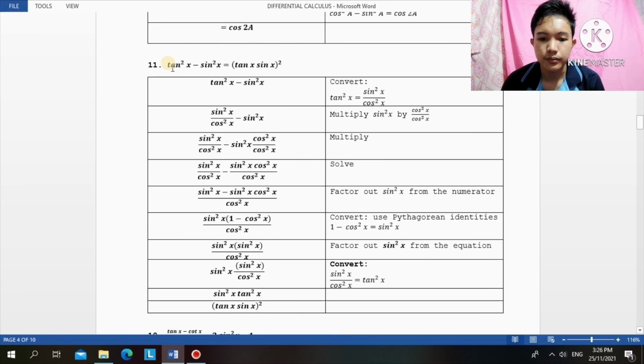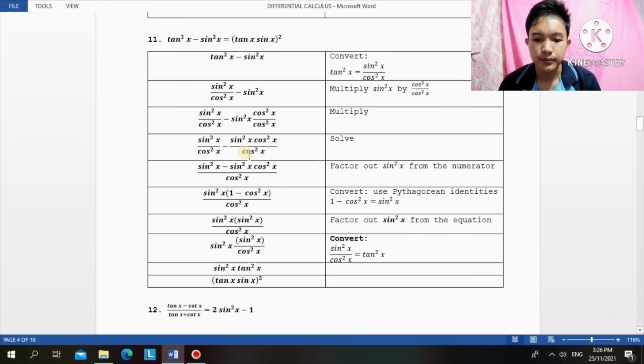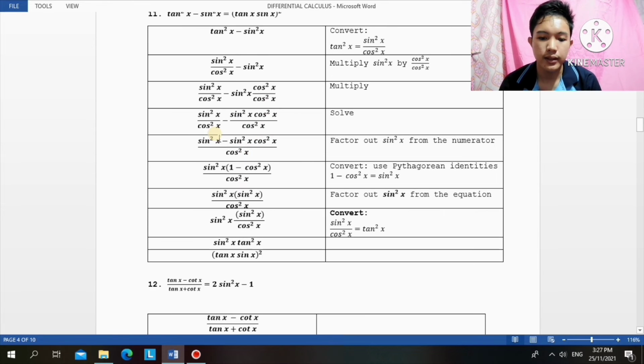So number 11, tangent squared x minus sine squared x is also tan squared x sine squared x. So convert tangent squared x into sine squared x over cosine squared x. So our equation would be sine squared x over cosine squared x minus sine squared x. Then multiply sine squared x by cosine squared x over cosine squared x. So our equation will be sine squared x over cosine squared x minus sine squared x cosine squared x over cosine squared x. Then solve.